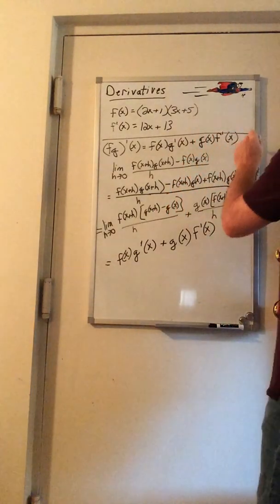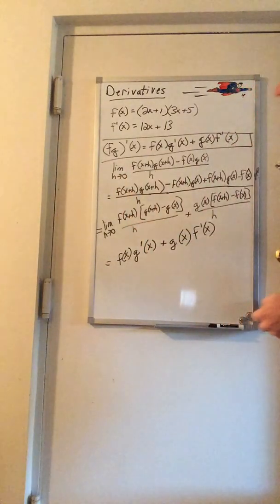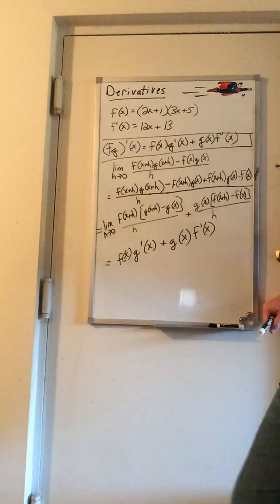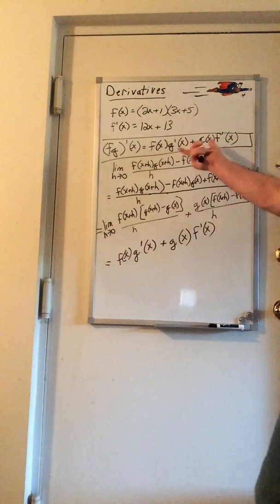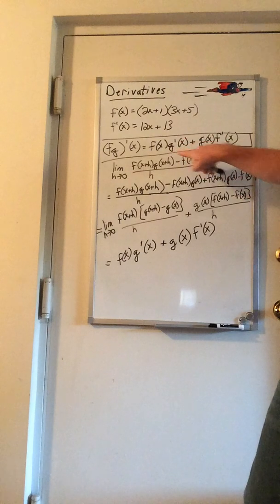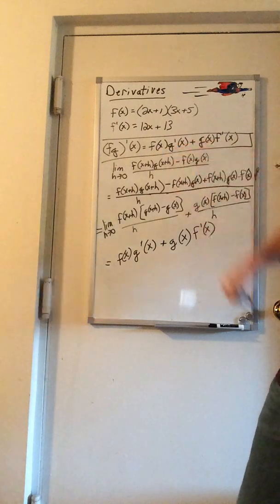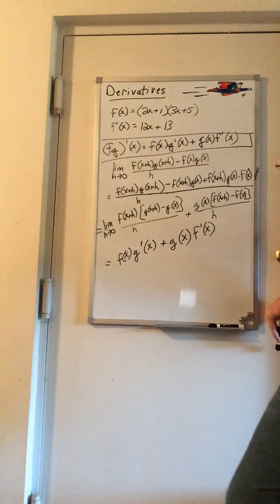And now I have a formula to calculate the derivative of the product of 2 functions. It's actually called the product rule because it works for products of functions. And I would point out, your book actually does this backwards, meaning it says f prime of x, g of x, plus g prime of x, f of x.